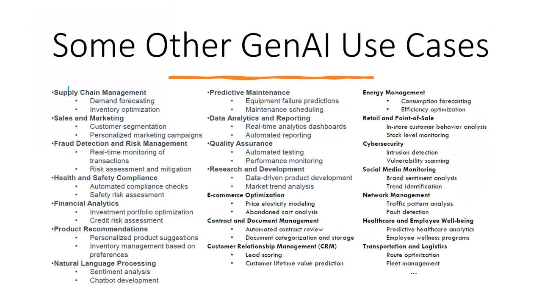Some other use cases of Gen AI are in supply chain management for demand forecasting, inventory optimization, sales and marketing. We are using customer segmentation and personalized marketing campaigns, fraud detection and risk management for real-time monitoring of transactions and risk assessment and mitigation, health and safety compliance for automated compliance checks and safety risk assessment. And like this, you can see there are a lot of applications or areas where we can use Gen AI.